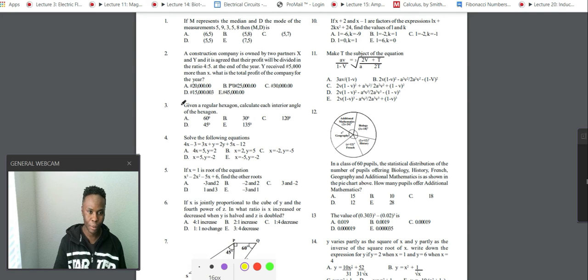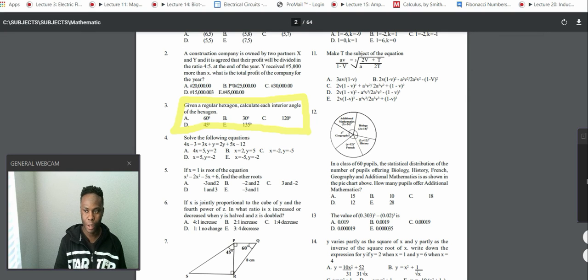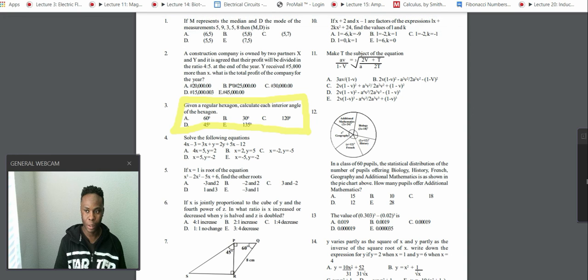So let me highlight it real quick. This problem right here. So that being said, I'm going to switch my screen to a different screen so that you guys can see how I'm going to solve the problem. The question is, given a regular hexagon, calculate each interior angle of the hexagon. So that also applies that there are exterior angles of a hexagon. So let's switch screen here, so it's a lot easier to see.